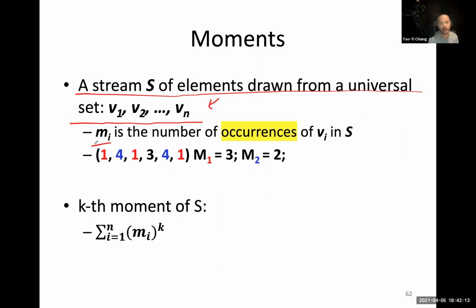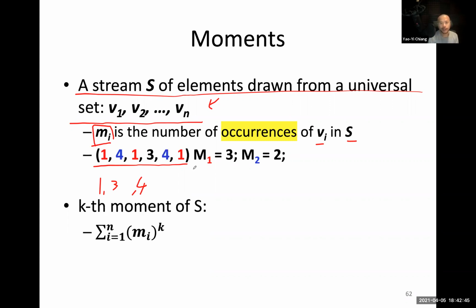Mi, we define Mi as the number of occurrences of Vi in S. For example, if this is your data stream, you have 1, 4, 1, 3, 4, 1. What would be your universal set? Well, in this case, your universal set would be 1, 3, and 4, because that's all the things that we see so far in your data stream.